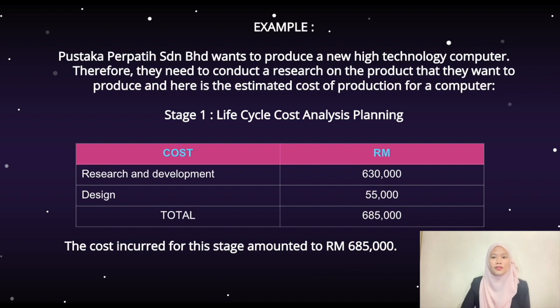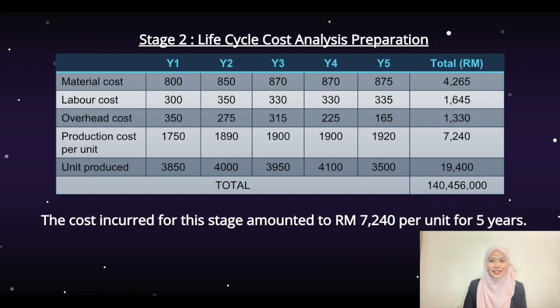Stage 1, Life Cycle Cost Analysis Planning. The research and development cost is 630,000 and design 55,000. So the total for stage 1 is 685,000.